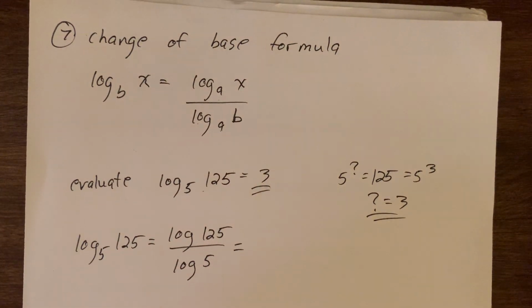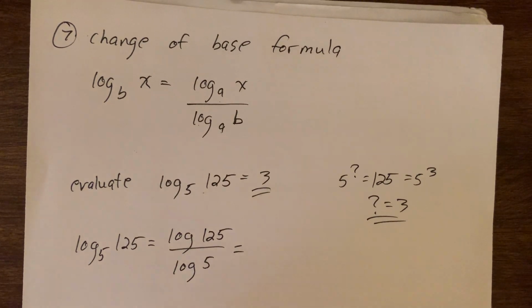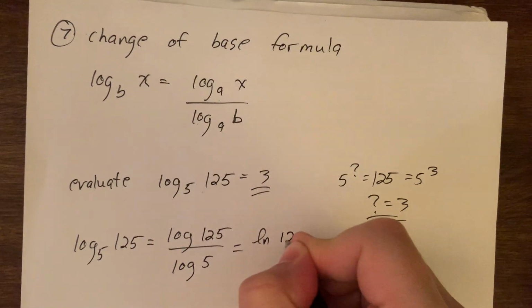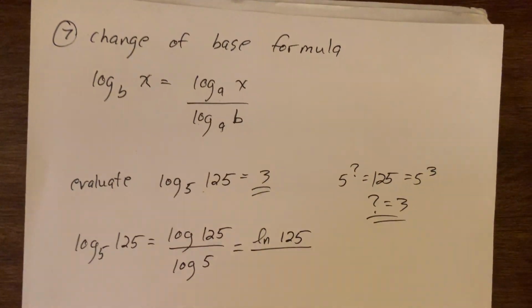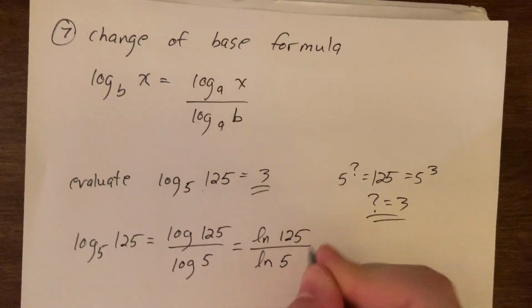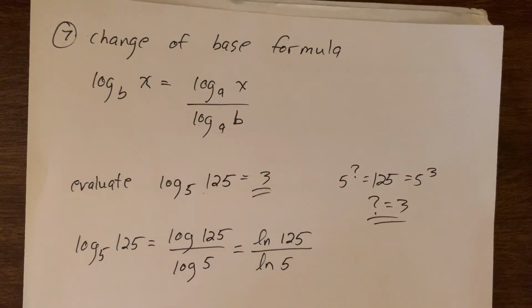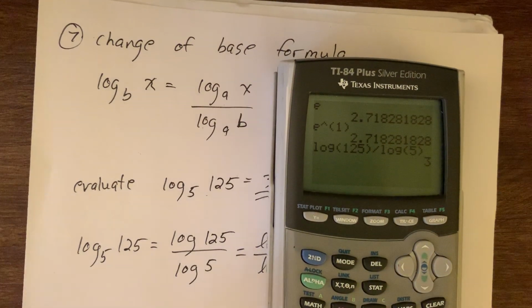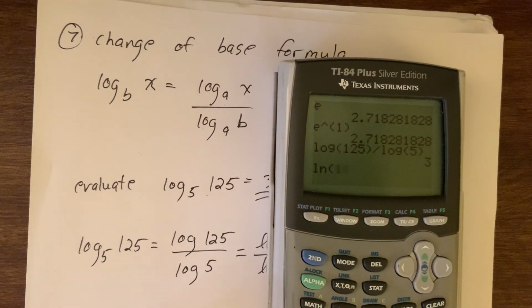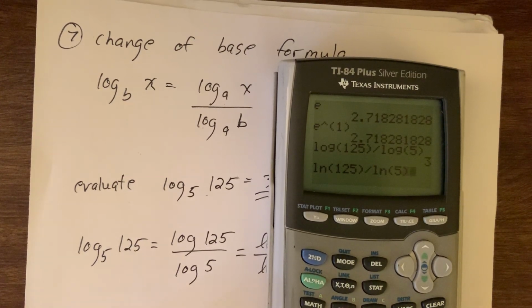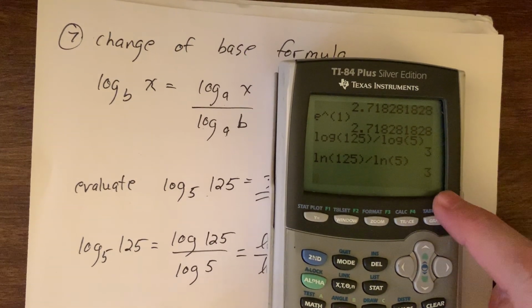And nothing special about common log. I could have done the same thing with natural log, and it would have gone the same way. Natural log of the original inside divided by natural log of the original base, and the same thing would happen computationally. Natural log 125, close parenthesis, divided by natural log 5, and there's your answer.